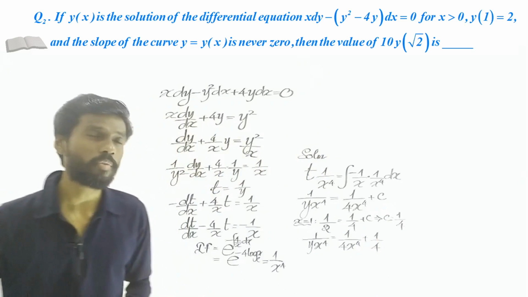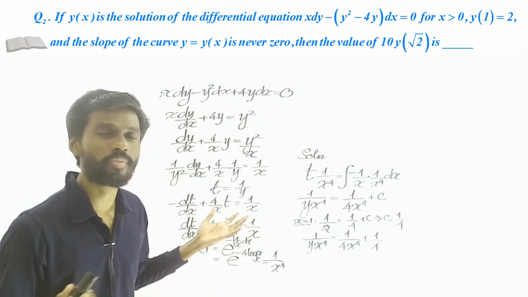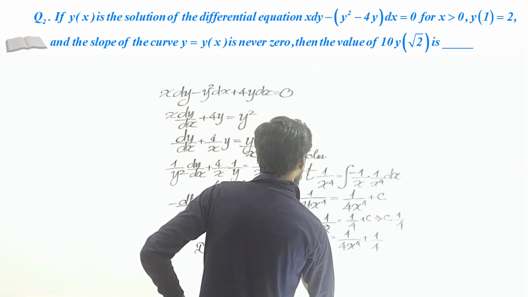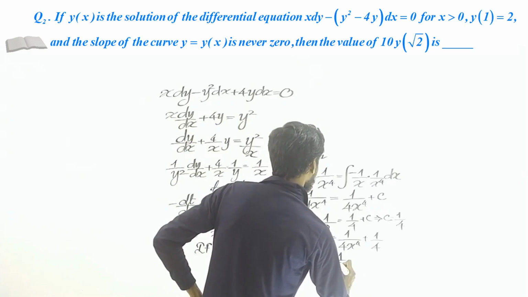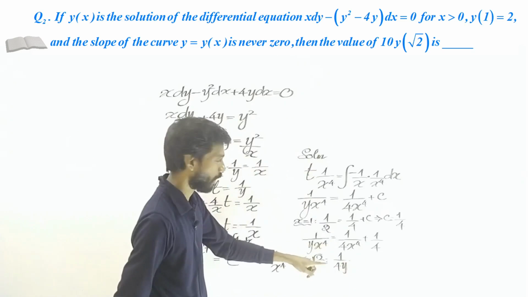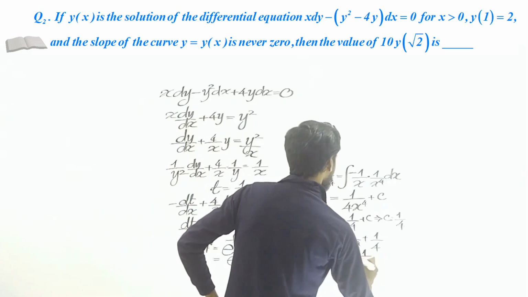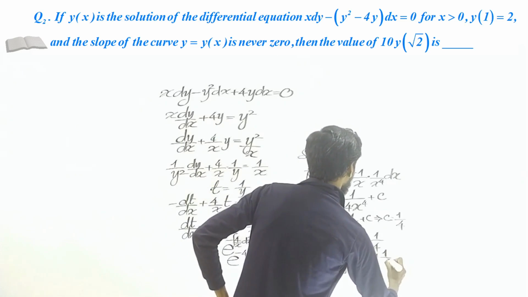Now we have to find y of root 2. So when x is root 2, what is the value of y? That's what we have to find. Substitute the x value root 2 here. So if you substitute x as root 2, this is 1 divided by y times root 2 to the power 4, which is 4y. So that equals 1 divided by 4 multiplied by 4, 16, plus 1 by 4.